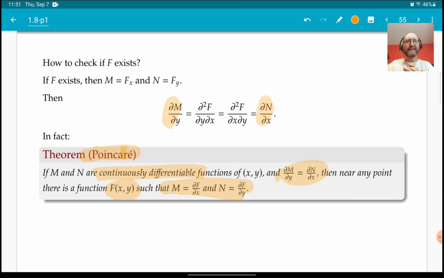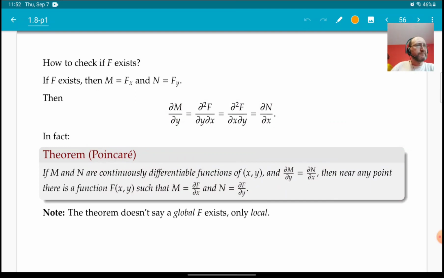We're going to see an example of this, but locally you can. So basically, that's the thing that you check: you check if the y derivative of m is equal to the x derivative of n, and then you can start looking for your f. Might not be able to find a global one, but you can always find a local one. You're always looking for a solution to a differential equation near some initial point, an equation like this. So yes, you will be able to find one there. All right. So okay, I just said this.